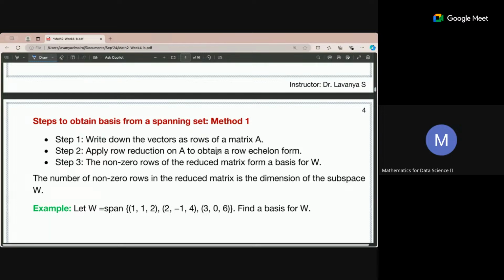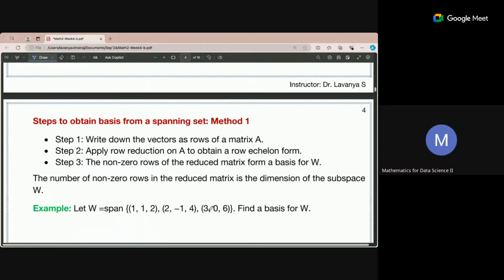Apply row reduction on A to obtain the row echelon form. First we write these vectors, whatever is given, as rows, and then we apply row reduction on A to convert it into row echelon form. Then the non-zero rows of the reduced matrix form a basis for W, and the number of non-zero rows in the reduced matrix is the dimension of the subspace. So whatever steps are given here, let's do it.